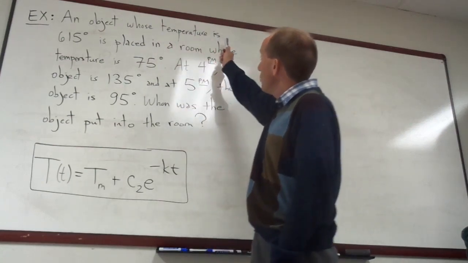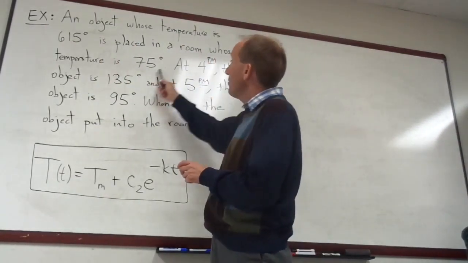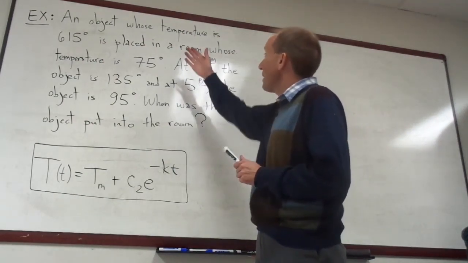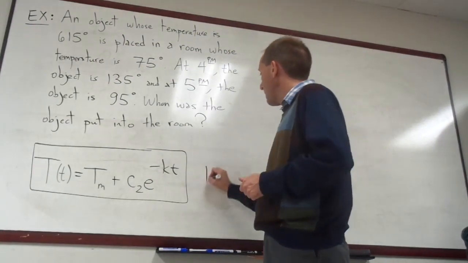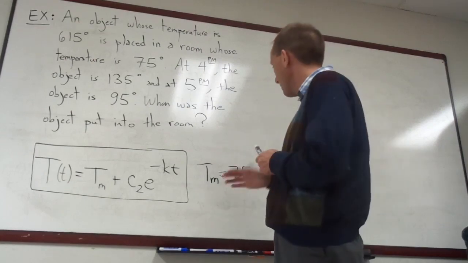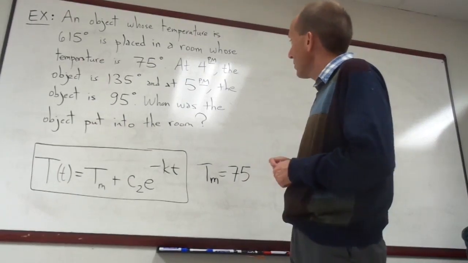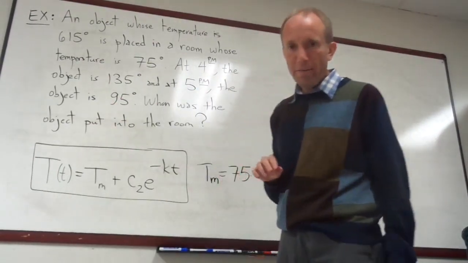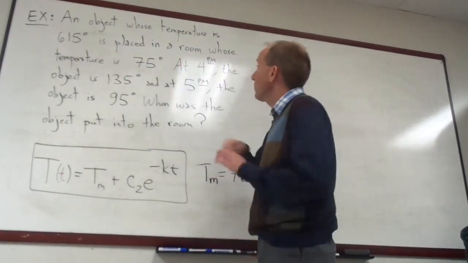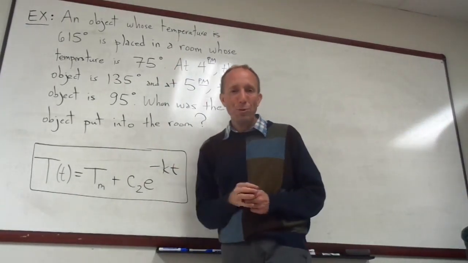An object whose temperature is 615 degrees originally is put into a 75-degree room. Actually, that tells you right away that the temperature of the medium is 75, because the object's being put into that room. At 4 o'clock, the object is 135 degrees, and at 5 o'clock, it's down to 95 degrees. So it's cooling off. It was 615 degrees originally, and it's cooling off closer and closer to 75 degrees. The question is, when was that object put into the room?